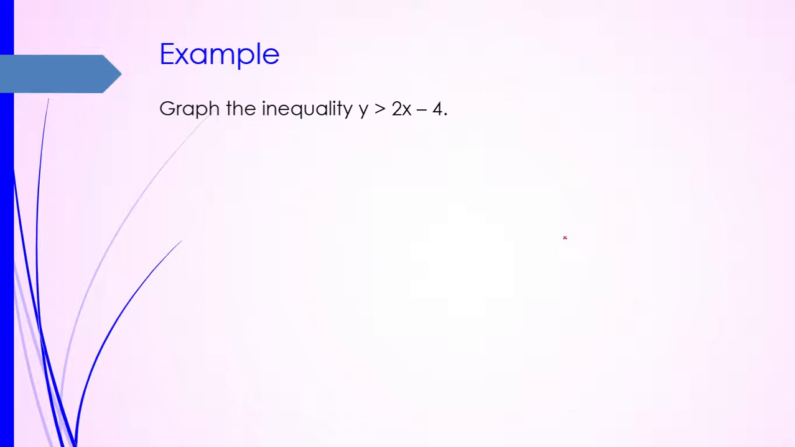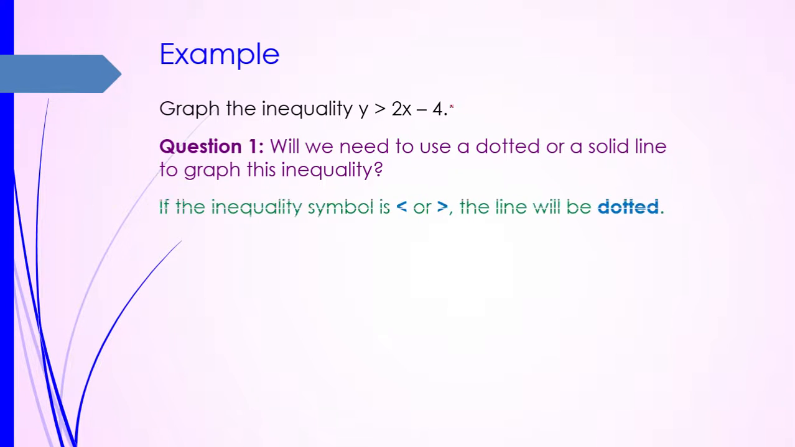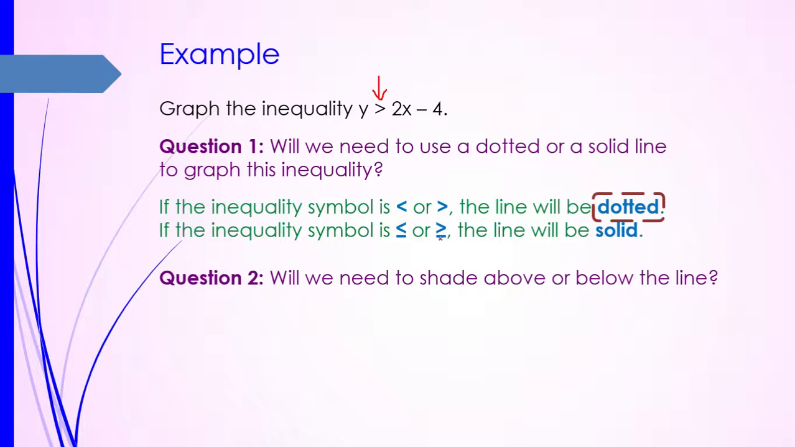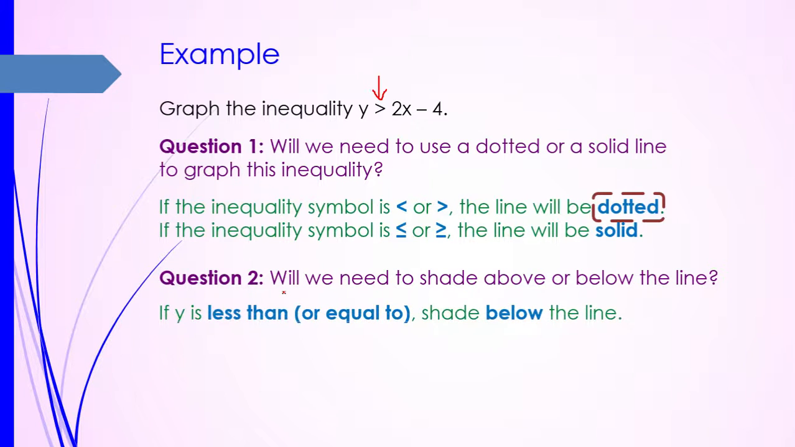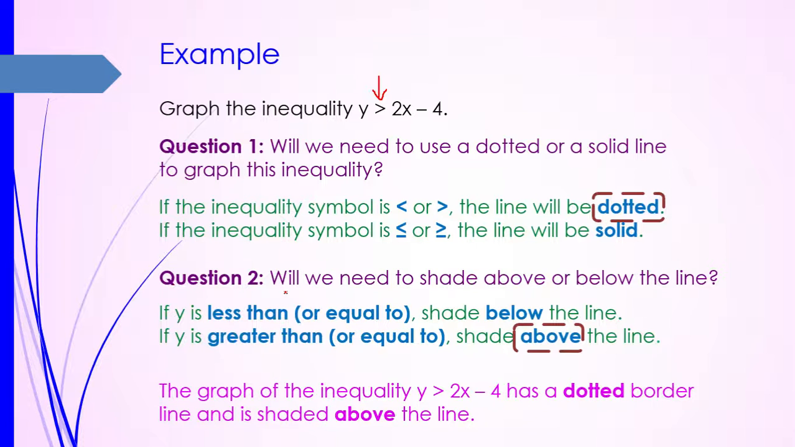Here's another example. We want to graph y is greater than 2x minus 4. So same question. Are we going to use a dotted or a solid line? So we're going to look at the symbol. Symbol is a greater than symbol. That means we have a dotted line. Question 2 is, will we need to shade above or below the line? Well, because it is greater than, we are going to shade above the line. So this graph of the inequality has a dotted border line and is shaded above the line.